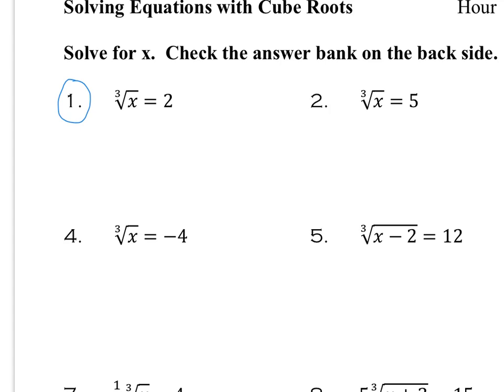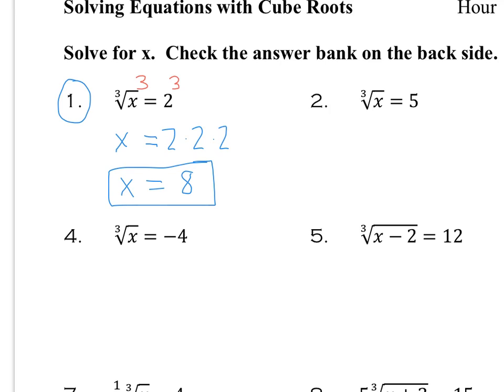We've got the cubed root of x on the left and we've got 2 on the right. So to get rid of the cubed root of x, we need to cube both sides, which means raise it to the third power. Cubing the cubed root of x will leave us with just x, and 2 cubed, which means 2 times 2 times 2, will give us 8. So the answer here is x equals 8.